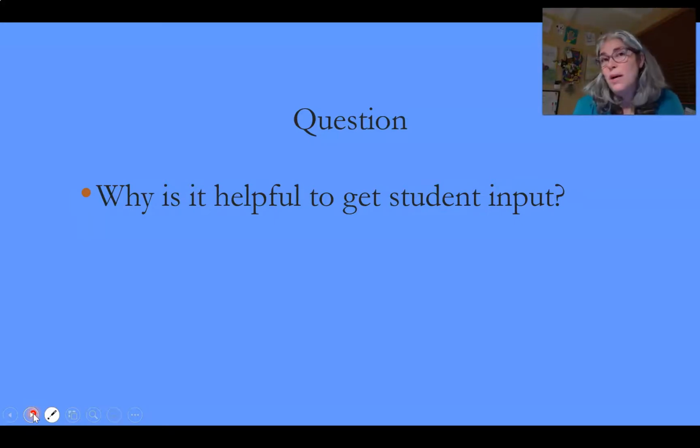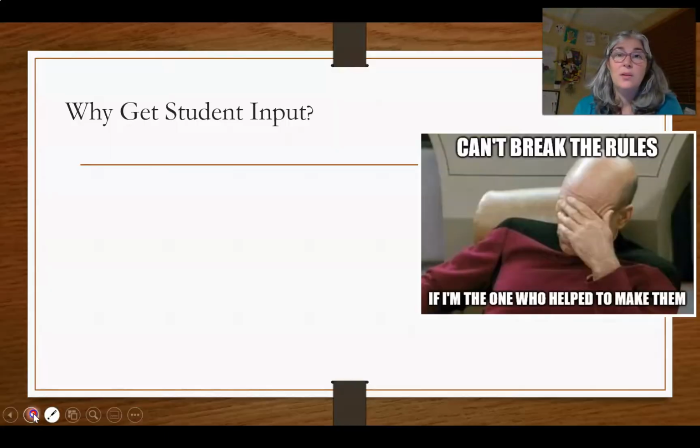All right, so why do you think it's helpful to get student input? I mean, I've mentioned it, but what are your thoughts? Again, if you're thinking about things like intrinsic motivation and buy-in and the fact that people are more likely to follow rules that they have a say in, I think you're on the right track.